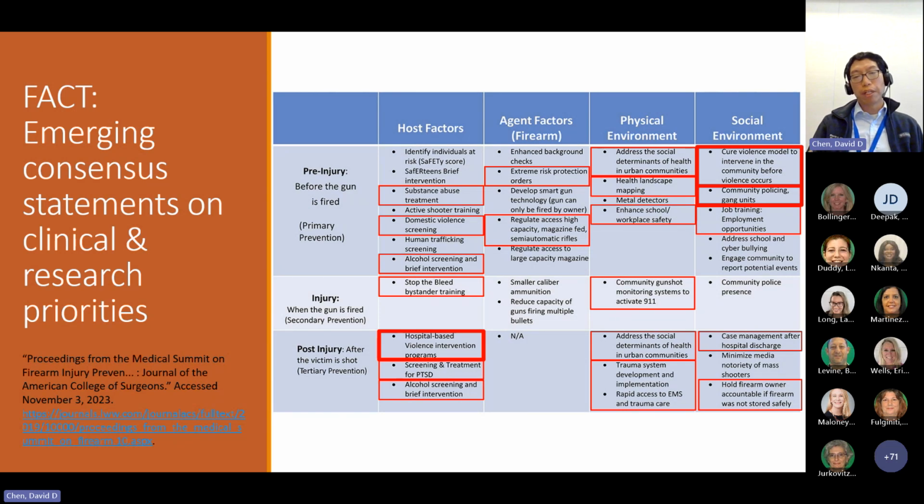Some of these can be operated on in the policy setting, some in the interpersonal setting, some in the personal setting, some are from access to firearms, and you can go all over the map with this. What I've highlighted here in red are the ones that locally within the state of Delaware have begun to have some form of intervention taking place. That includes substance use treatment, domestic violence screening, alcohol screening and brief intervention, Stop the Bleed bystander training, hospital violence intervention programs. You can continue going down this list.